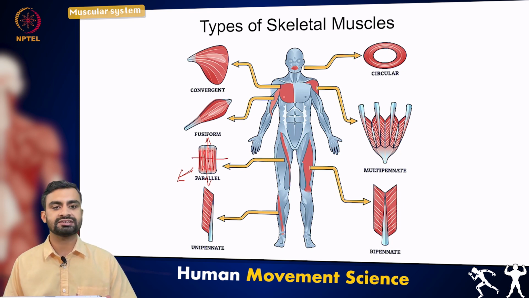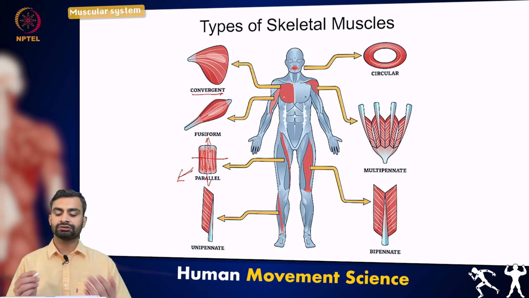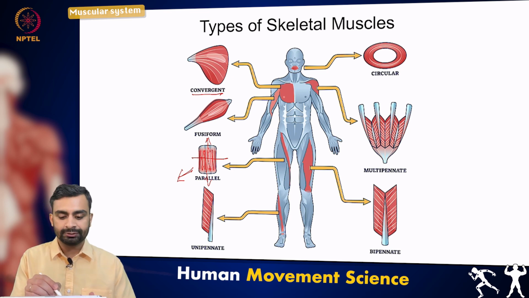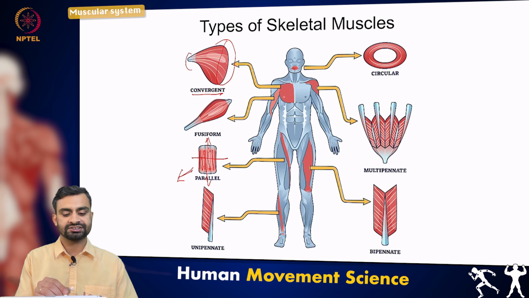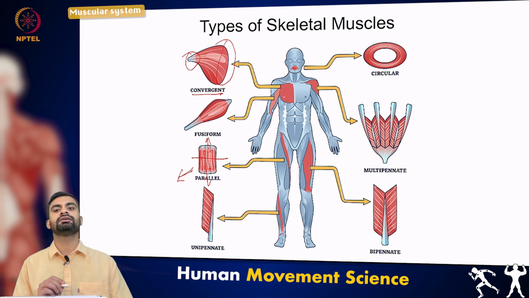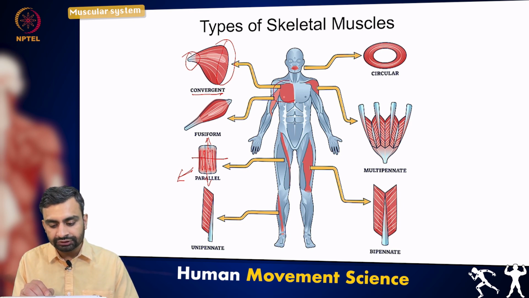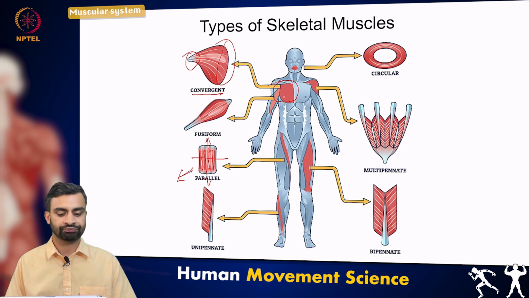The next type of muscle is convergent muscles. Convergent muscles are those muscles where their base is much wider than their insertions. These muscles give a triangular shape and enable the muscles to contract with a great force. For example, your chest muscles.